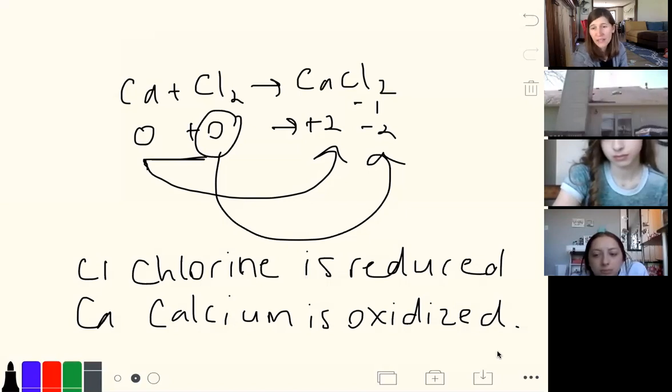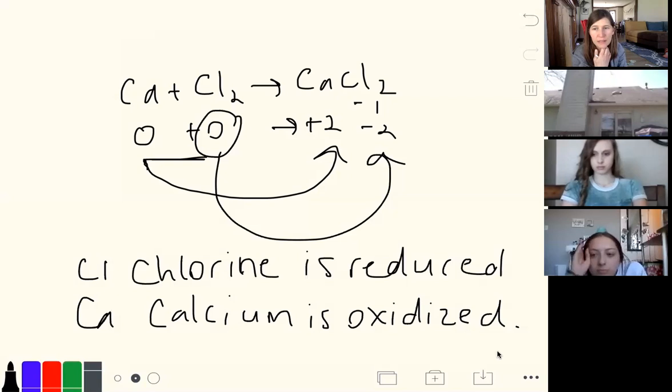And then we look for, and if that's the one that's oxidized, the other one is automatically the one that's reduced. It has lost electrons, and therefore its charge has gotten more positive. So when Emily gets back, we can look at another example.